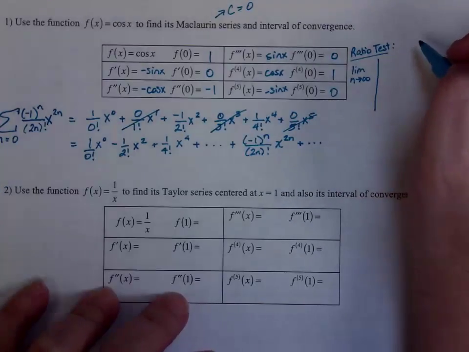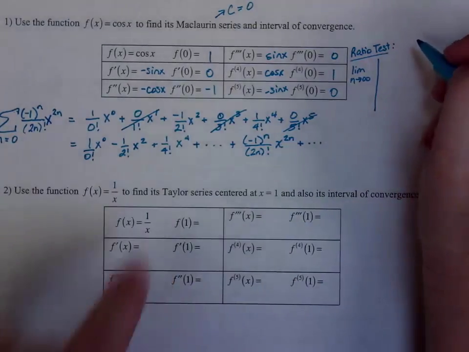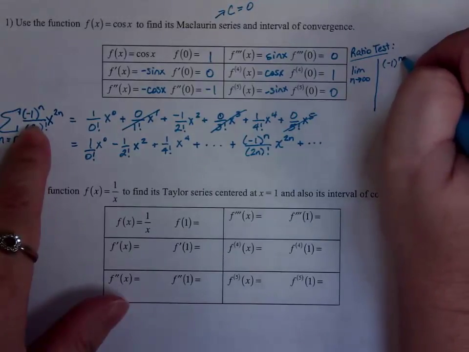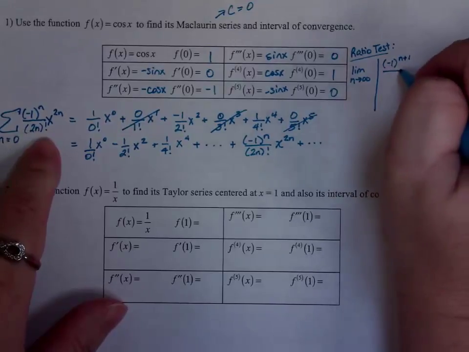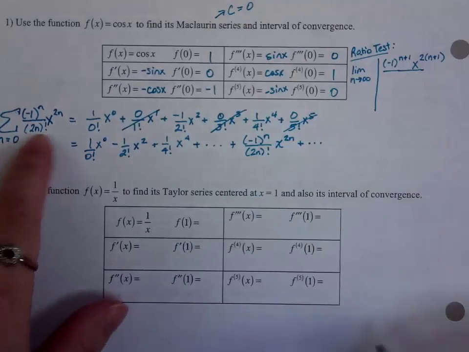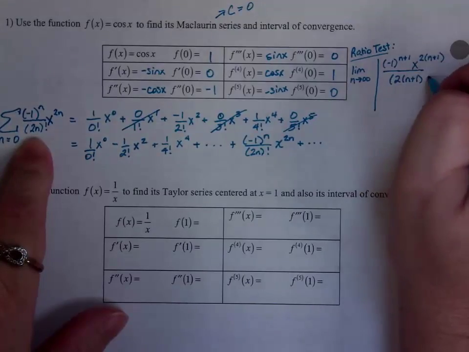Now, when you do the ratio test to an alternating series, because of the x's involved, you need to keep the negative 1 in there. So we're going to have negative 1 to the n plus 1 over, or let's go ahead and make it all into one fraction this time, x to the 2 parentheses n plus 1 over 2 parentheses n plus 1 factorial.